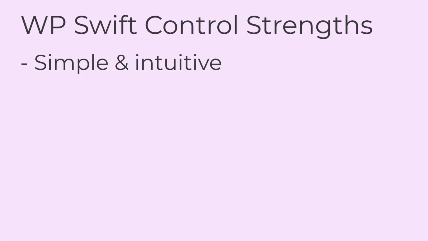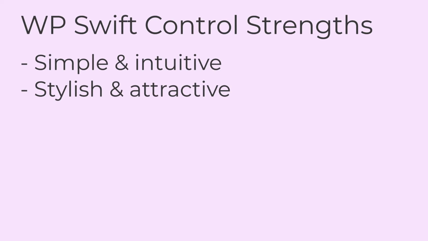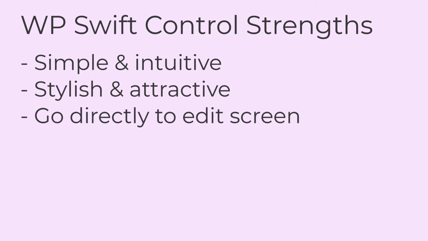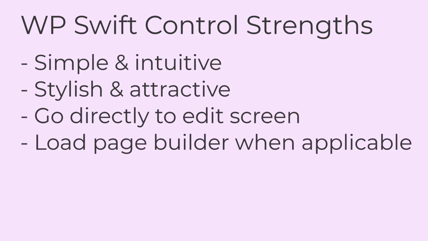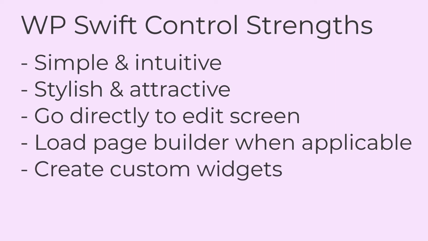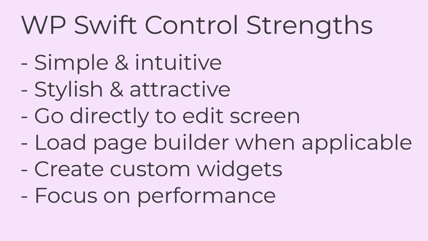The strengths of the WP Swift Control plugin are that it's simple and intuitive to use. It looks stylish and attractive. Automatically taking the user to the correct edit page and loading the page builder, when applicable, is a nice touch. The ability to create custom widgets with your own links is also a strong feature. Another strength of the plugin is the focus on performance. Though a page sees a small increase in size when the plugin is activated, there are fewer files downloaded, making its use have no impact on page speed.